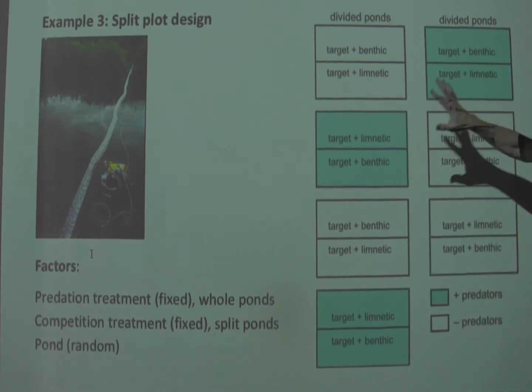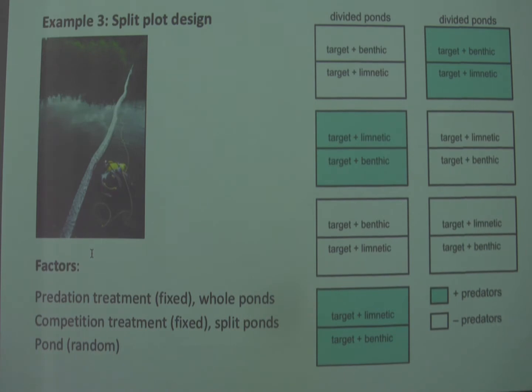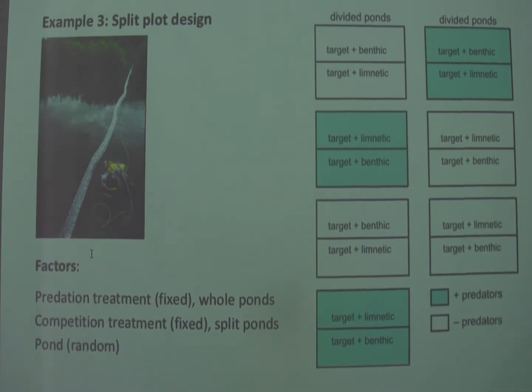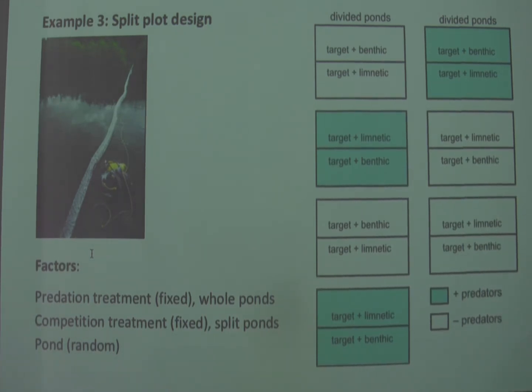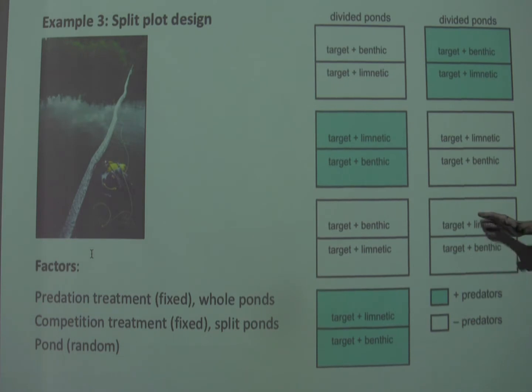And then the whole-pond treatments were predators. Some ponds had predators added, and some ponds did not. This is an experiment conducted on stickleback, in case you hadn't figured that out, and the predator in this case is cutthroat trout. So, split plot design. I'm interested in the effect of predation. I'm interested in the effect of competition, but we have repeated measures here.